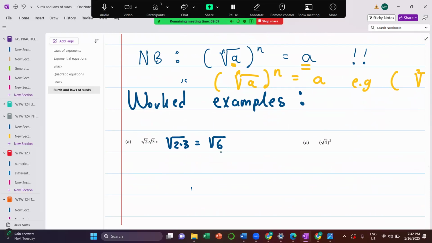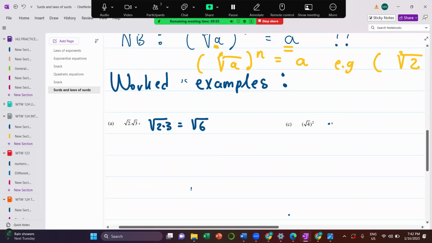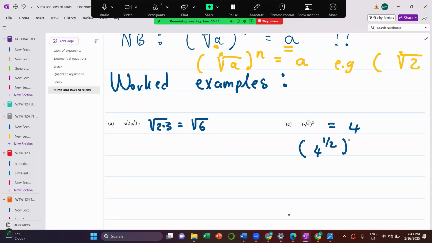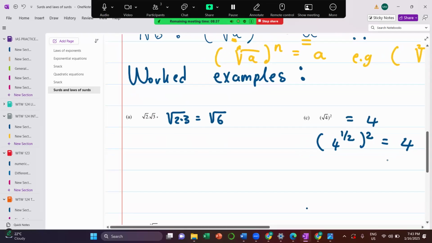Here, just give me the answer straight from your head. It's going to be how much? 4. Why 4? Because I know I can write whatever is inside in exponential form, right? So it's going to be 4 all to the exponent of 1 over 2, all raised to the exponent of 2. And these two exponents are going to cancel each other. So I'm going to be left with 4. Is that okay?